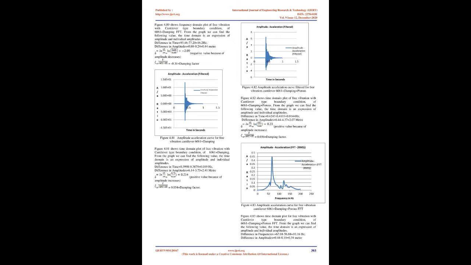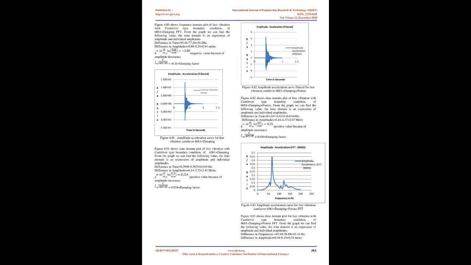From the graph we can find the following value. The time domain is an expression of amplitude and individual amplitudes. Difference in time equals 0.4247-0.4103 equals 0.0144 Hz. Difference in amplitudes equals 6.44-4.37 equals 2.07 meter. D equals positive value because of amplitude increases.